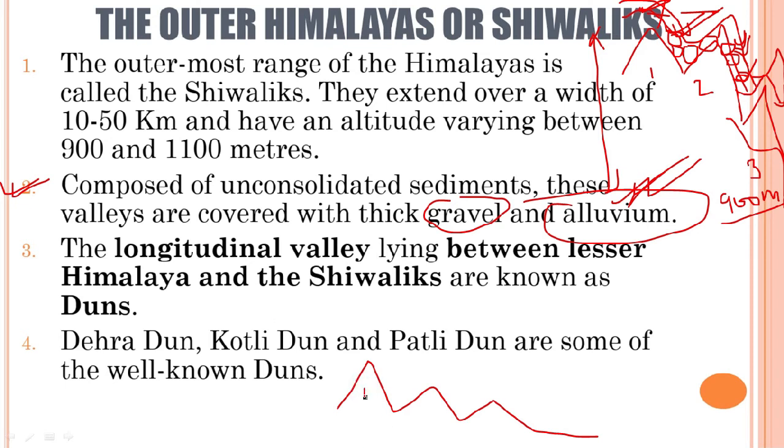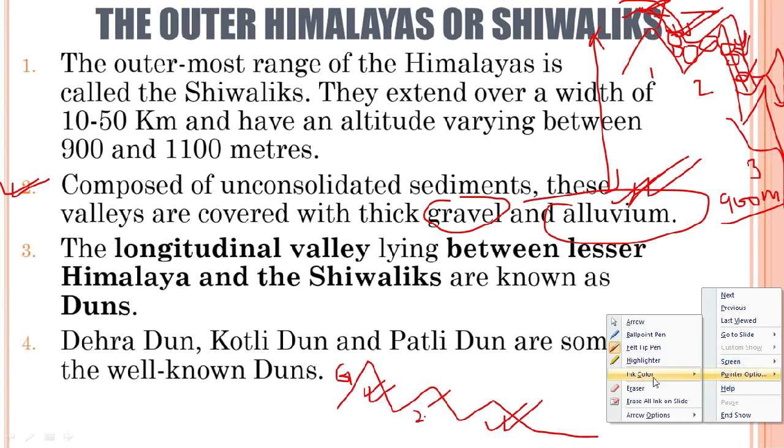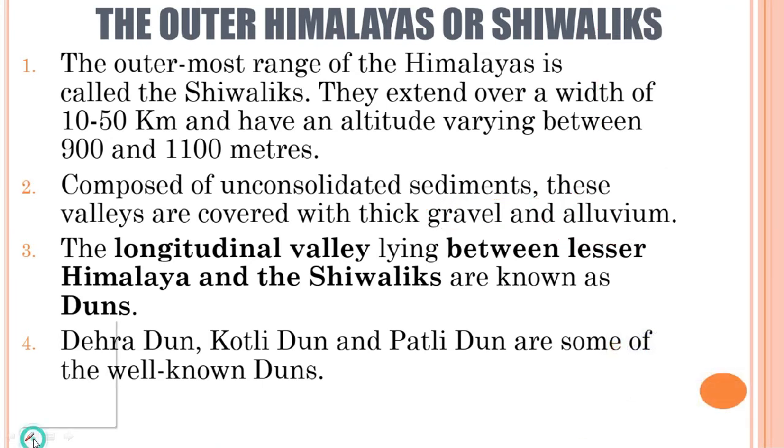For example, in Zone 1, which was our Greater Himalayas, we found that it is composed of granite rocks, one of the hardest rocks. In the second zone, the Middle Himalayas or the Lesser Himalayas, we saw that it is composed of compressed and unaltered rocks. Now when we come down to the Shivaliks, we have seen that it is composed of unconsolidated sediments like thick gravel and alluvium. Now let us learn one of the most important characteristics of this part of the Himalayas, that is the dune. So we'll come to learning about the dune.